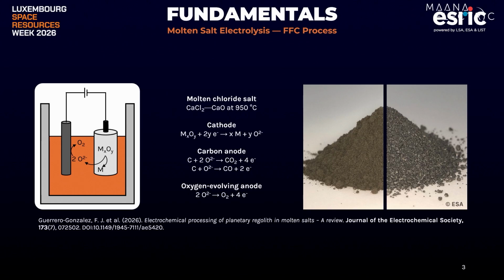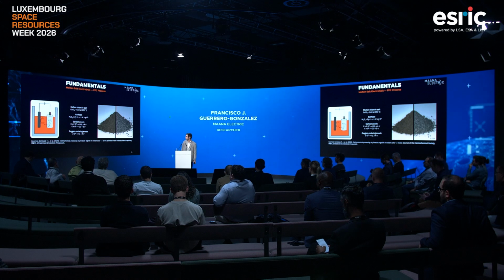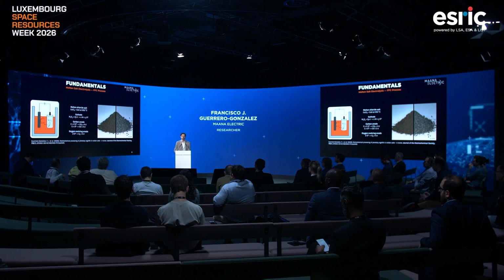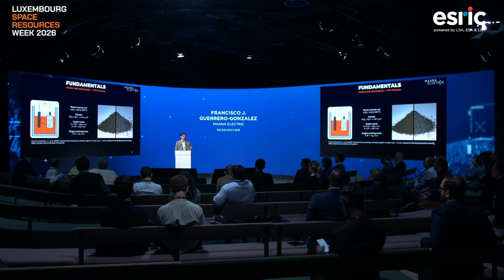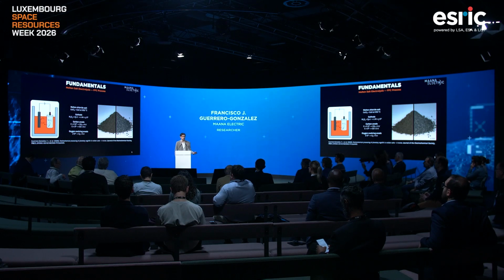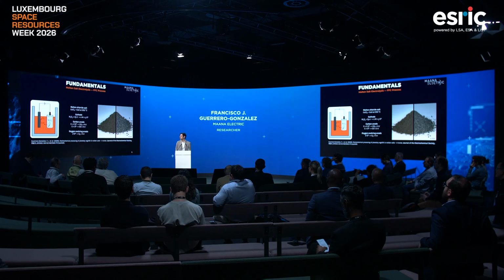In this case, we are working with molten chloride salts, which of course changes the chemistry related to material compatibility. We introduced the regolith in solid state, pressed, sintered. It can be in different forms and connected to a cathode current collector. And then we start passing current through it.